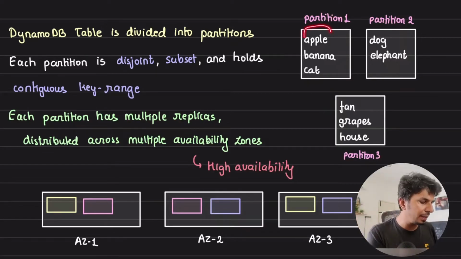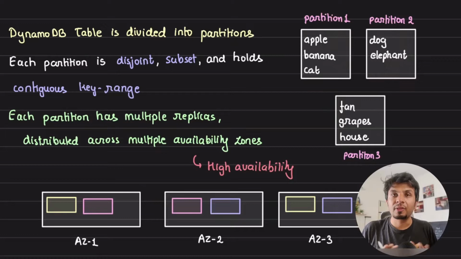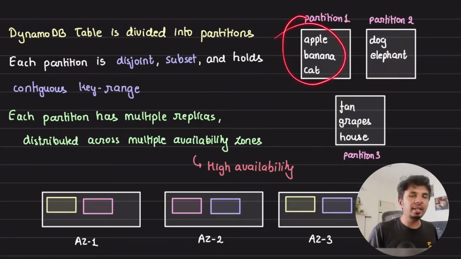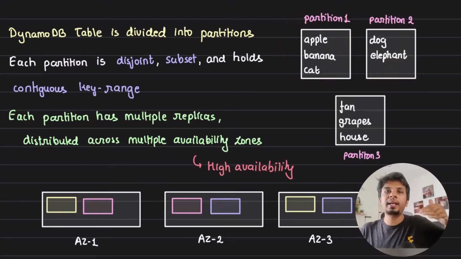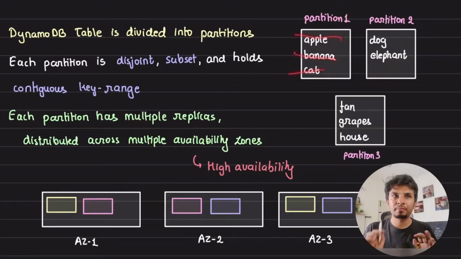Here you see that apple is present in partition 1. It means it would not be present in partition 2 or partition 3. These are disjoint, mutually exclusive. But these are subsets of data. Your entire data set is what? Apple, banana, cat, dog, elephant, fan, grapes, house. But each partition holds a subset of data, which is a contiguous key range, right?